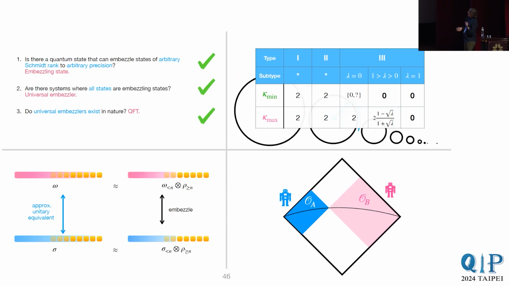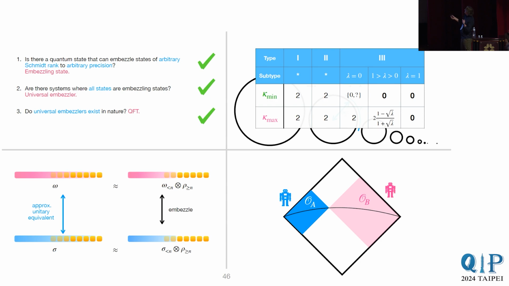Now let me conclude the talk by reminding you that we had these 3 questions. We wanted to know, are there systems where you can have embezzling states? Second, are there systems where all states are embezzling, which we called universal embezzlers, and do these universal embezzlers actually exist in nature, which we also tried to convince you should be the case in quantum field theory. And then we had this nice relation of embezzlement with the Connes classification of type III factors, with the slightly open, or maybe largely open, case of the type III_0 case.